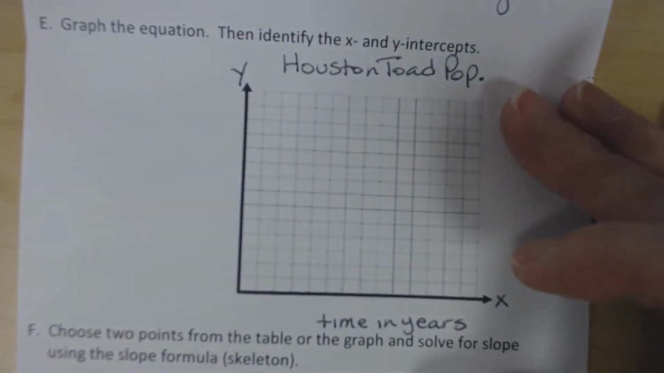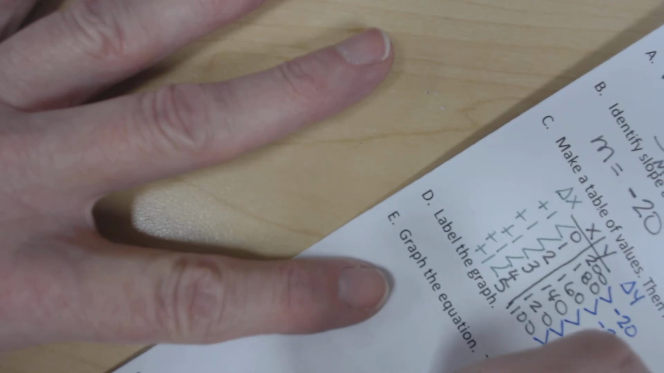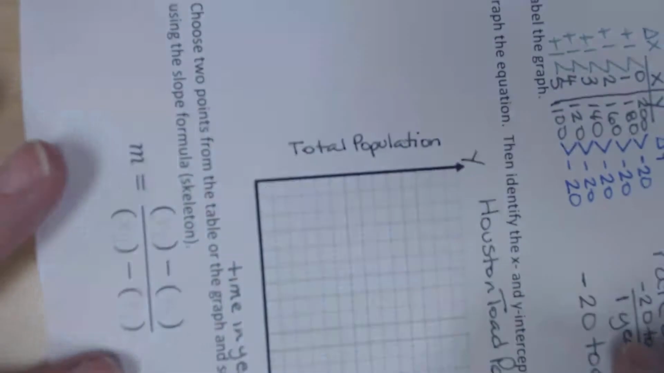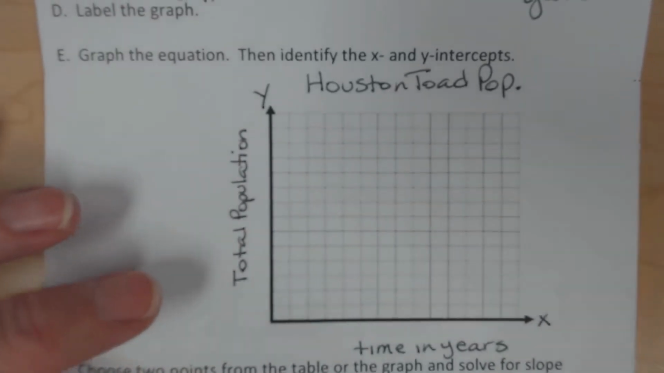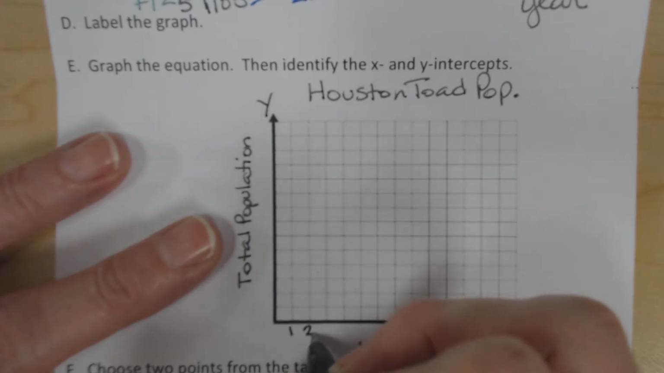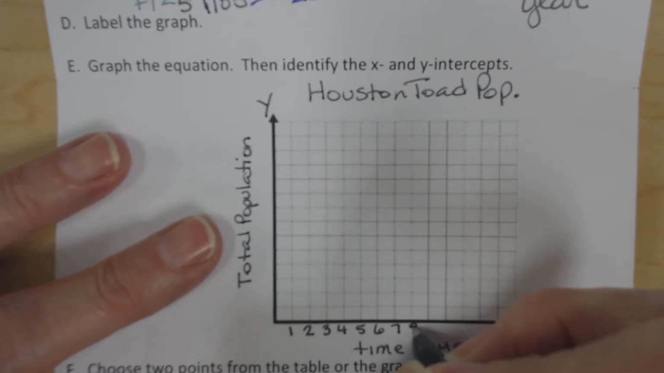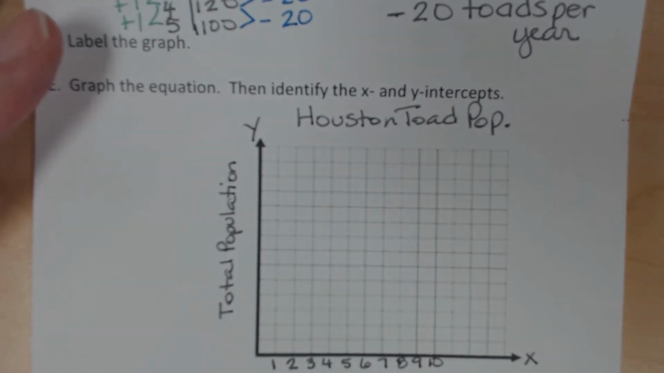And then this is our y-axis. And this is going to be the total population. I have room here, so I'll go ahead and write out the word population. So here we have total population for our y-axis. For our x-axis, we're calling that time in years. Now, this I can go ahead and count out by ones. 1, 2, 3, 4, 5, 6, 7, 8, 9, 10, and keep going from there.